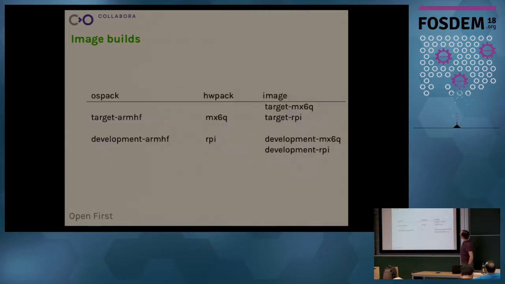So this was the original scheme we used. We had this separation between system hardware dependent and independent parts. So the OS pack was basically a tarball with the root file system, not including any hardware dependent things. And the hardware pack was the kernel, firmware, and other things. And we would combine them into images like this.